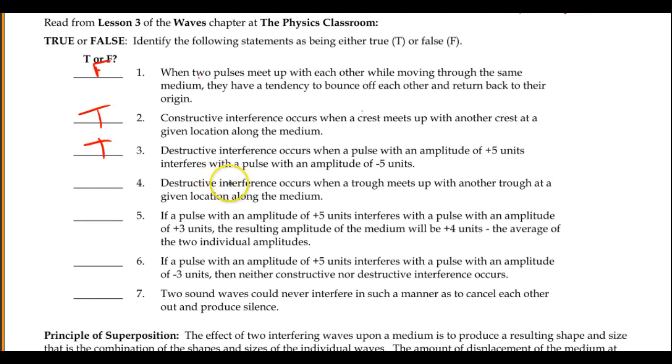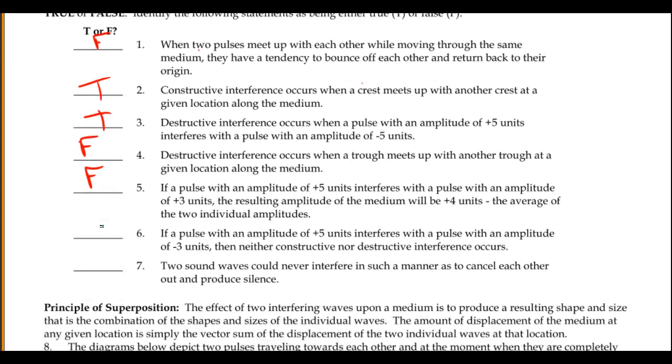Destructive interference occurs when a trough meets up with another trough. Would be false. That would be constructive. If a pulse with an amplitude of plus 5 interferes with a pulse with an amplitude of plus 3, the resulting amplitude will be plus 4. The average is false. It's simply going to be the sum. So it's plus 5 plus 3 would be 8 units.